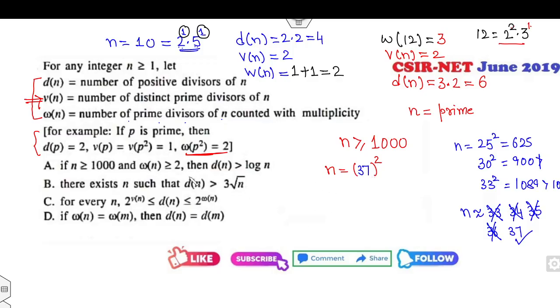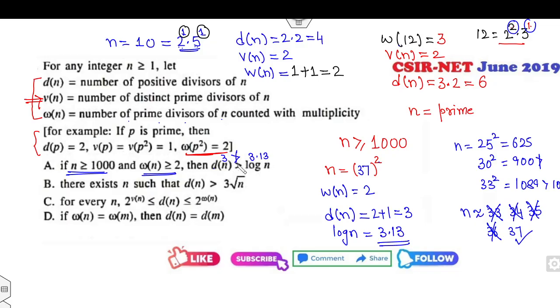Fine. Then what is the w of n? As I told you, how you can calculate w of n, that is the multiplicity, whatever the multiplicities are. So the multiplicity is 2. This is also satisfied. Then can you calculate the d of n? What is the d of n? It means 2 plus 1, that is the positive divisors. Now you can calculate the log of n. What is the log of n? Log of 37 square. So let me calculate it. 37 square comes as 3.13. So clearly this number is 3.13, which is not satisfied. So the first option is cancelled.